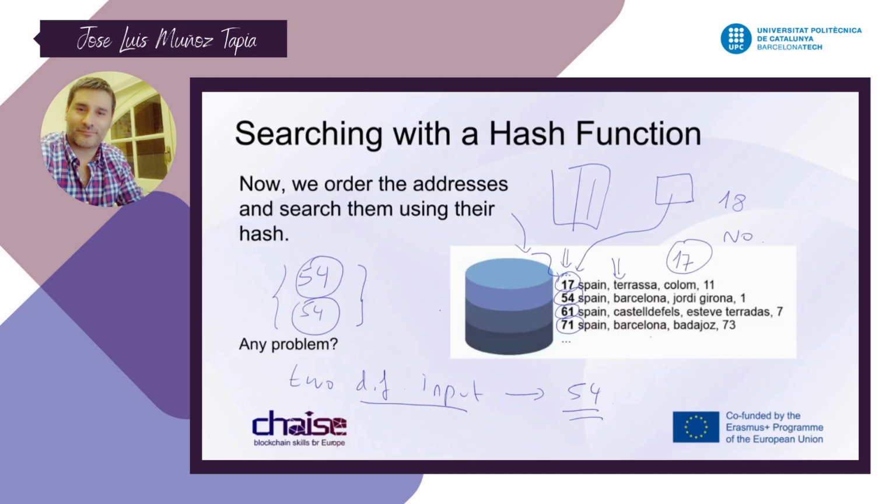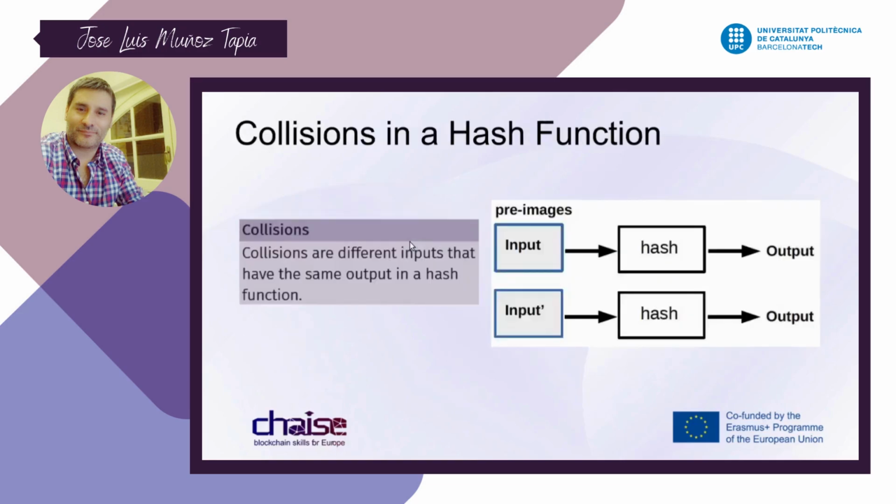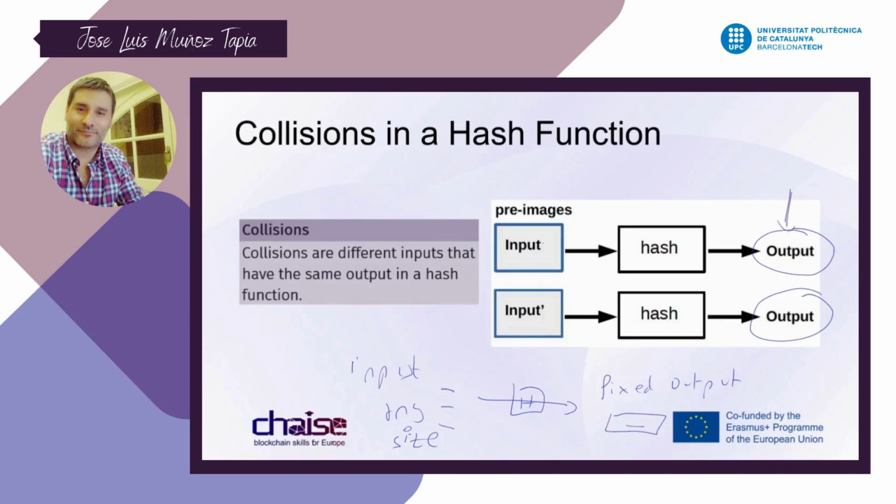In my example, this may happen, obviously. So let's see this in a picture, and define the concept of collision. Collisions are different inputs that have the same output in a hash function, as I said. In a hash function there are always collisions. Why? Because the input can be of any size, so we have infinitely many inputs, and the hash function always provides a fixed output. So there are infinitely many different inputs that go to the same output. Collisions are always possible in a hash function.